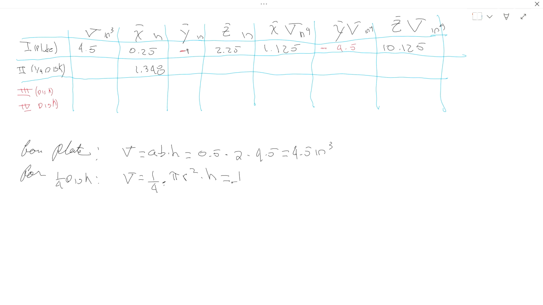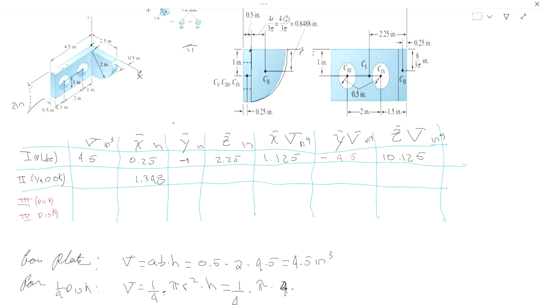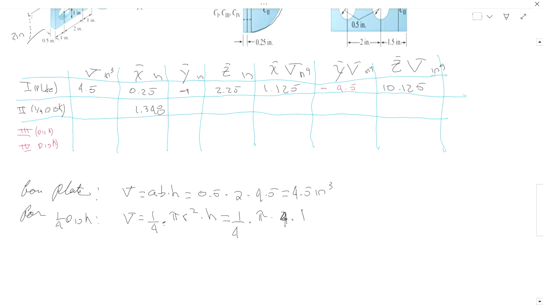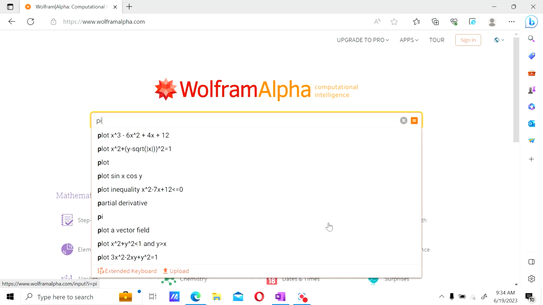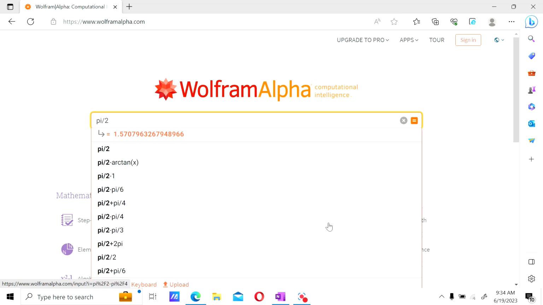R is 2, so 2 squared is 4, times h. And h, what is h? H is the thickness, which is 0.5, times 1/2. 0.5 is 1/2. So this is pi over 2, which is equal to pi divided by 2 is 1.5707571.